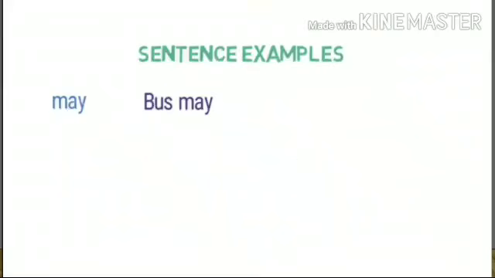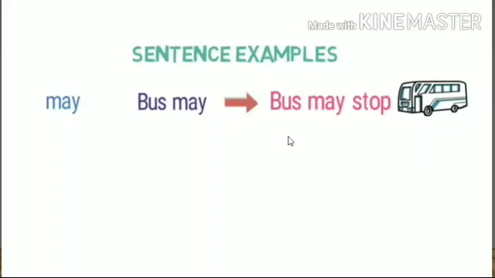Let's take the helping verb may. Now look at this sentence. Bus may. Can you understand what this sentence is saying about the bus? Bus may what? Now look at the complete sentence here. Bus may stop. Here it is telling that the bus may stop. That is, we are not sure whether it will stop or not, but it is giving complete meaning to the sentence. So, may is the helping verb here and stop is the main verb.